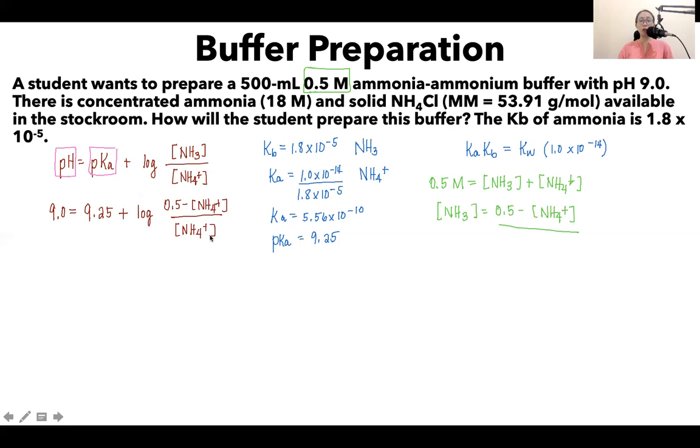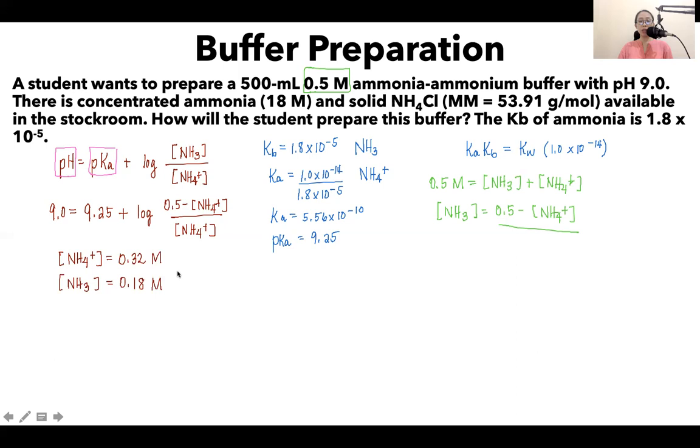And now we are left with one variable. So you can solve for the concentration of ammonium from this equation. I'm leaving the solution to you, try it on your own. You should get a value of 0.32 molar. And it follows that the concentration of ammonia is 0.18 molar. So these are the information we get from our Henderson-Hasselbalch equation.